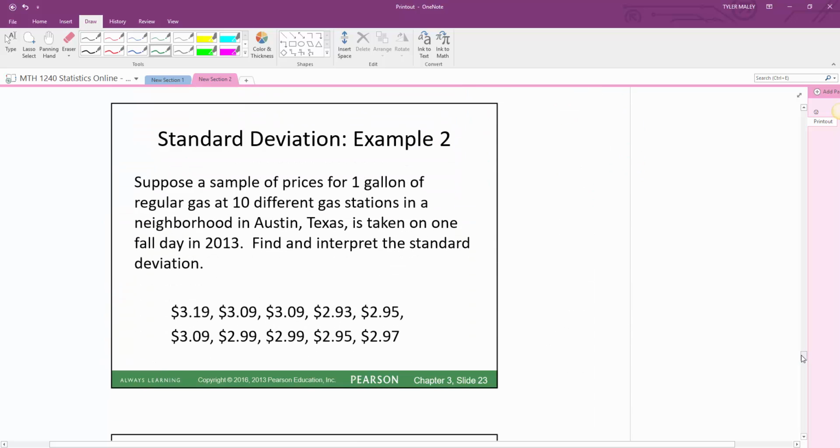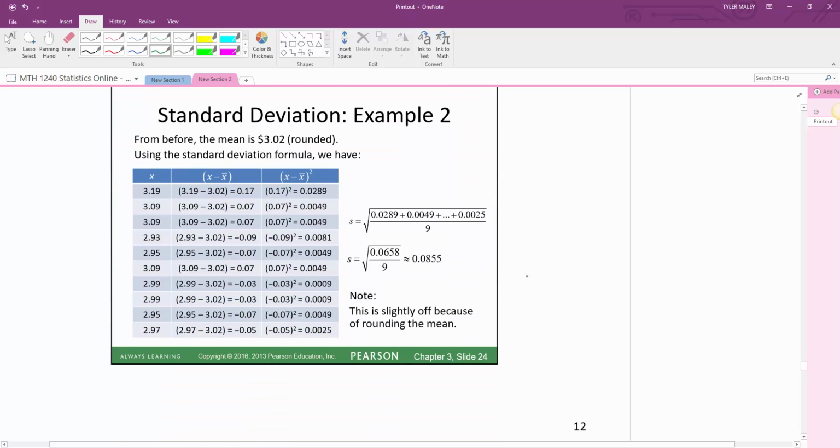So here's an example of finding standard deviation, right? This is looking back at our gas example. So we have 3.19, and so forth. The same gas prices as before, right? Then here in this table, this shows you what you would do. I like to make a table with this.